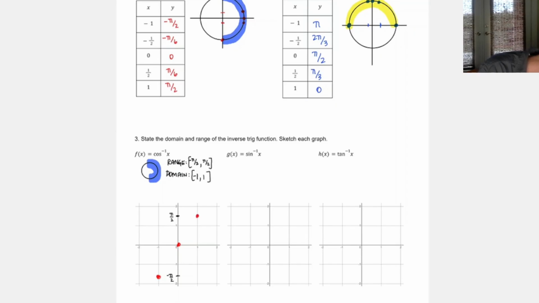But this is not a linear function, right? Because when x is -1/2, I've got pi divided by 6, which is kind of like a half. So -1/2, negative pi over 6. And that doesn't really do a very good job.